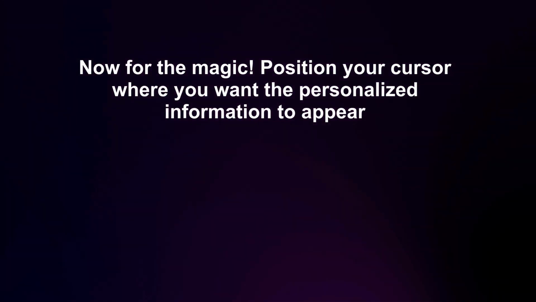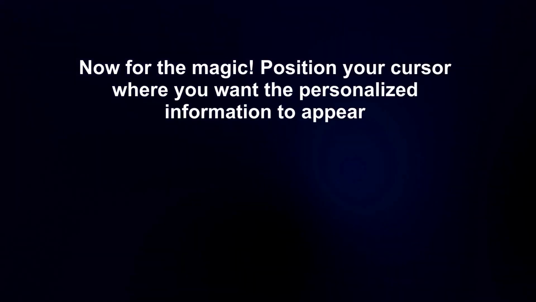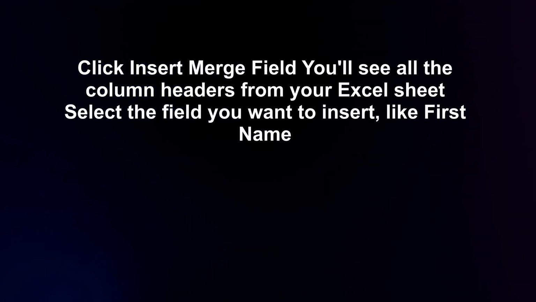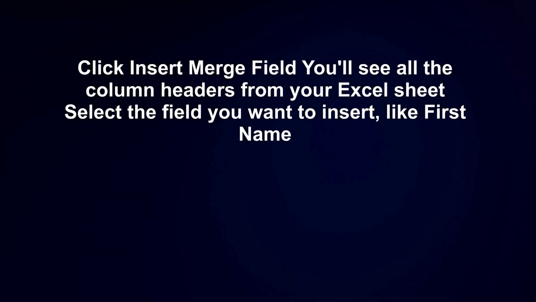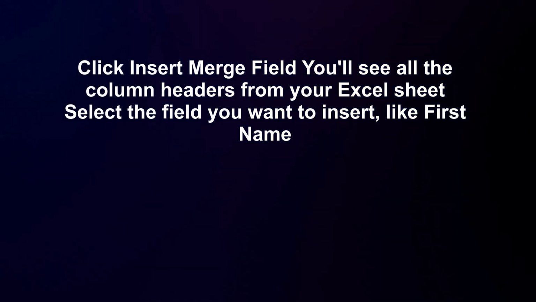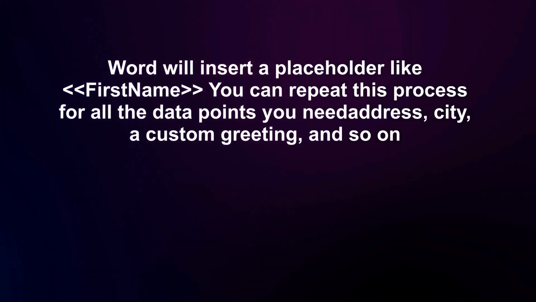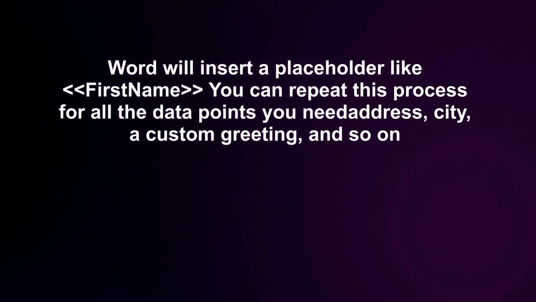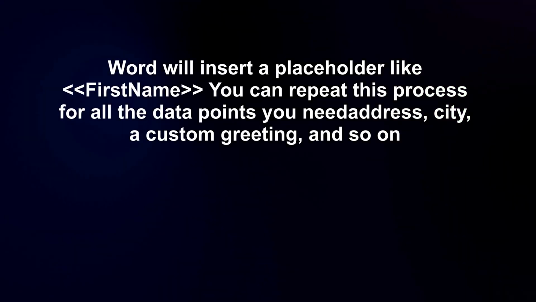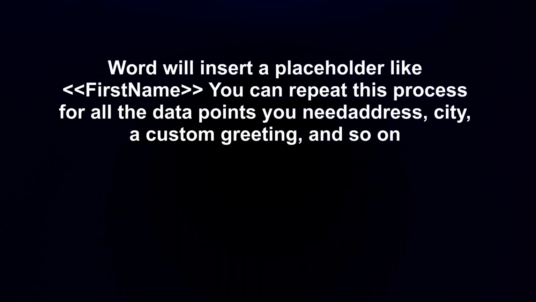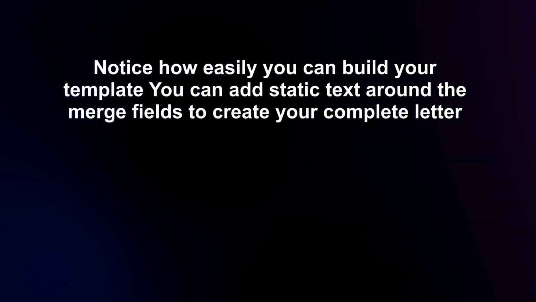Now for the magic. Position your cursor where you want the personalized information to appear. Click Insert Merge Field. You'll see all the column headers from your Excel sheet. Select the field you want to insert, like first name. Word will insert a placeholder like <<first name>>. Then you can repeat this process for all the data points you need: address, city, a custom greeting, and so on. Notice how easily you can build your template.